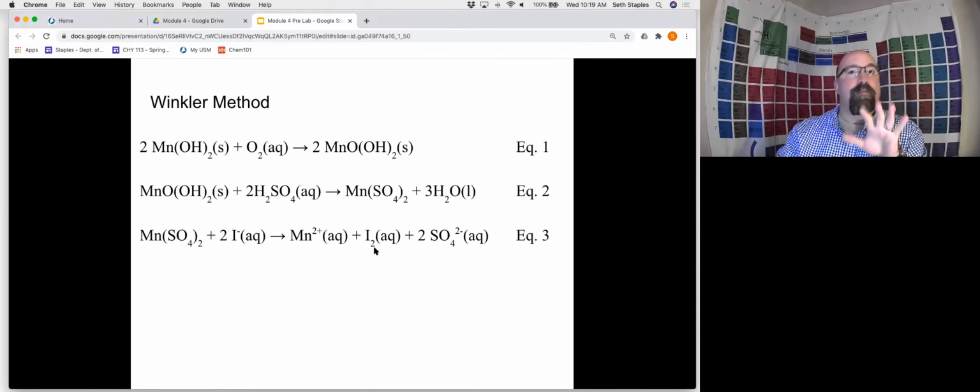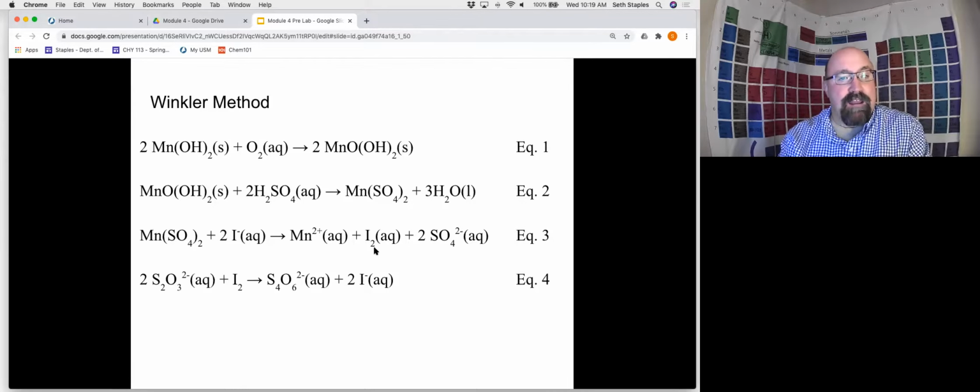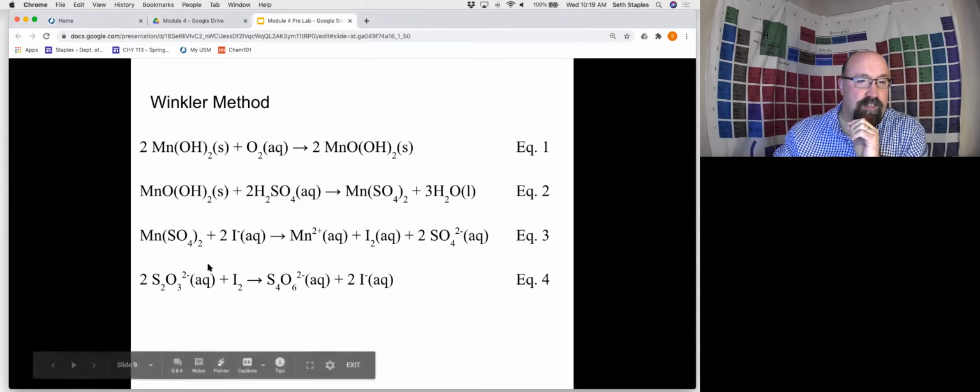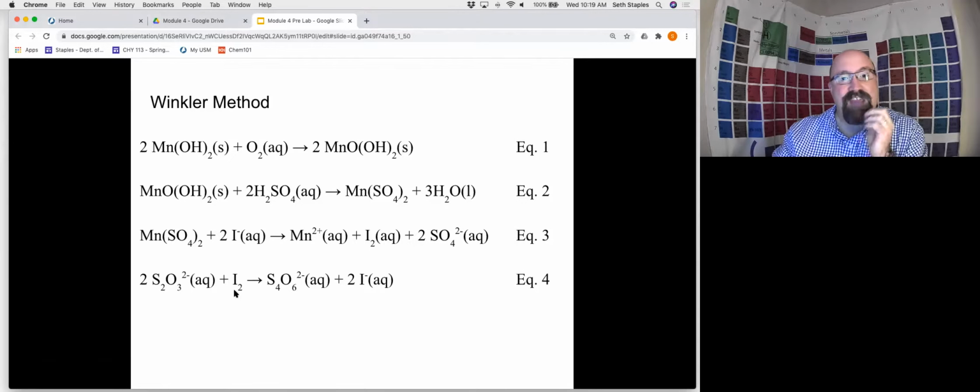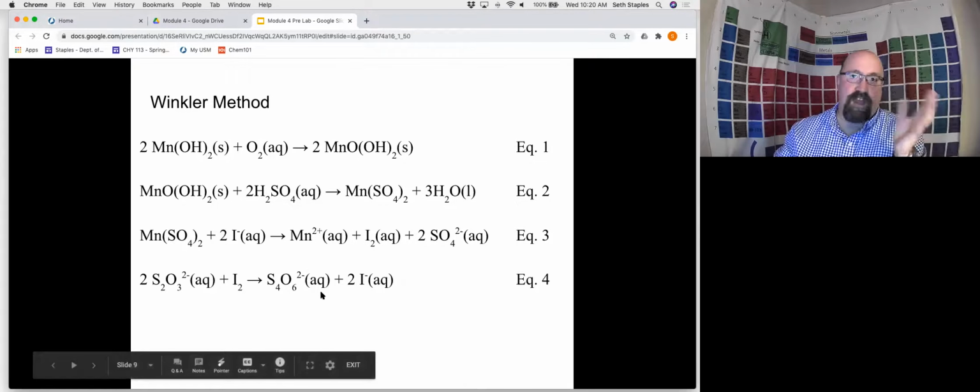This I2 is very important for us because that I2 is what will actually react in the titration that we complete, because we then react sodium thiosulfate. Really it's the thiosulfate ion itself, the S2O3 2-, that reacts with the I2 to form S4O6 2- and I-, but honestly, we're not concerned with the products of this reaction. We're not going to do anything with those. What we're concerned with is the stoichiometric amounts involved in this reaction right here.